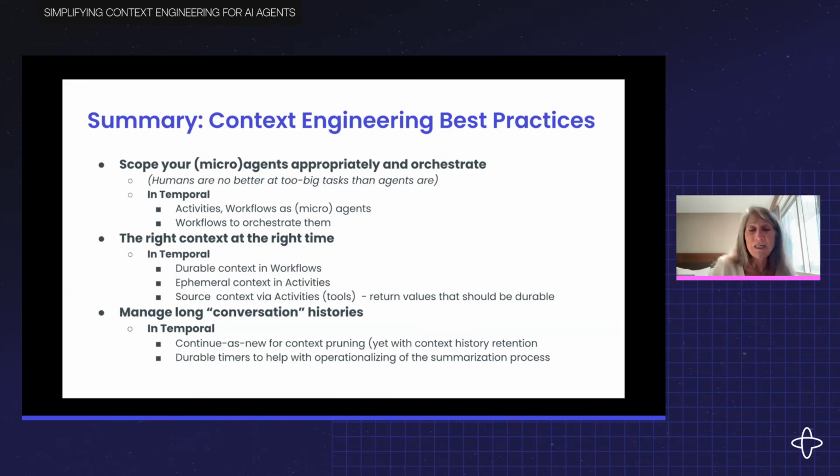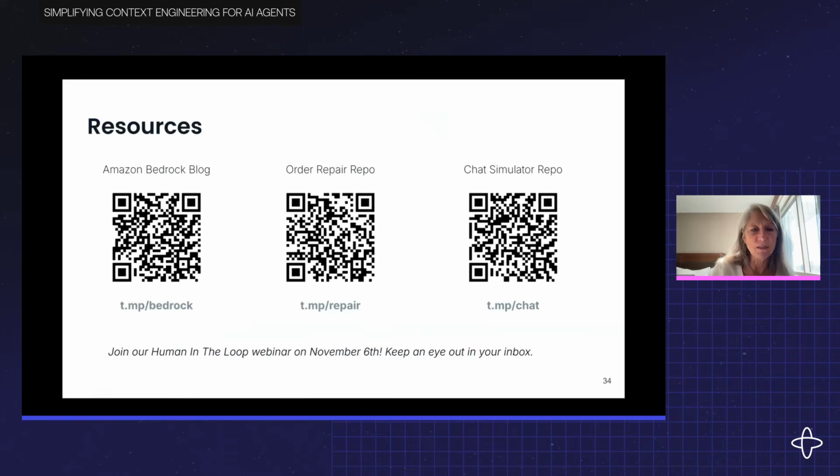But ephemeral context, context that you don't need to be part of the conversation history, that can all be happening in activities. If you want some of the information from those micro agents as a part of the durable conversation history, then you simply return it from the activity and it becomes part of the workflow and the conversation history. You're going to source the context via activities and tools, and like I said, return the values. And then finally, we're using things like continue as new and durable timers to manage conversation histories.